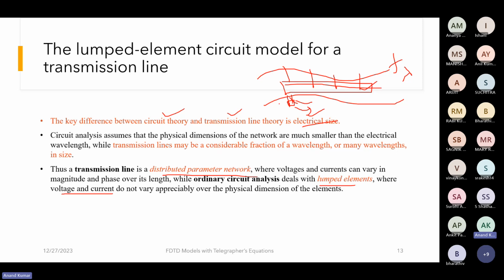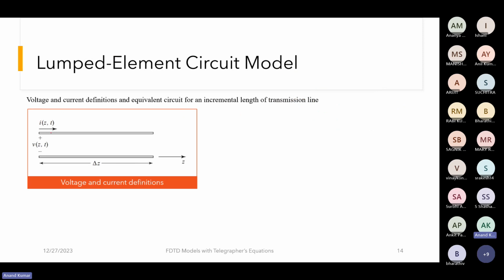the transmission line network. But to solve the transmission line, we will consider a lumped element circuit model for the transmission line, so that we can apply KVL and KCL across the network. Now, this is a two-wire representation of a two-wire transmission line where I(z,t) and V(z,t) are the voltage and current across the Z direction where the transmission line is lying, and with time. And this is a small incremental section which is of length delta Z.